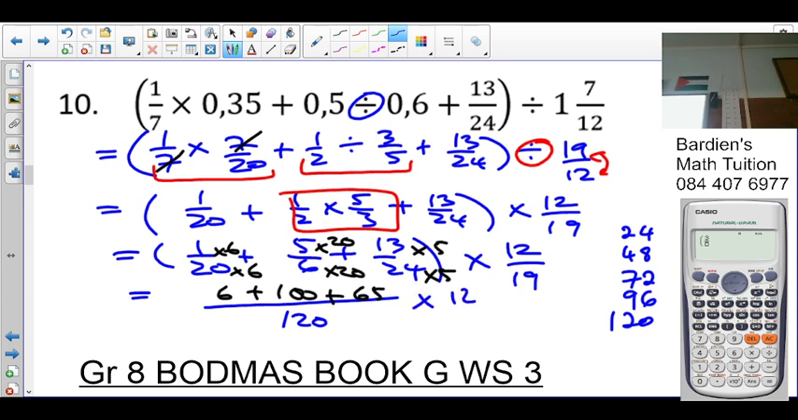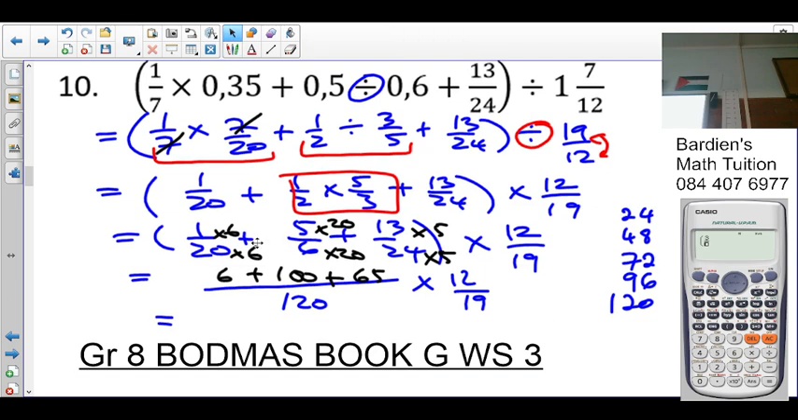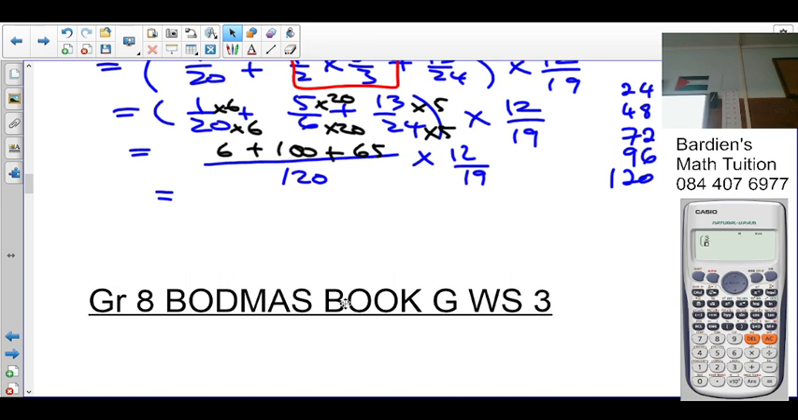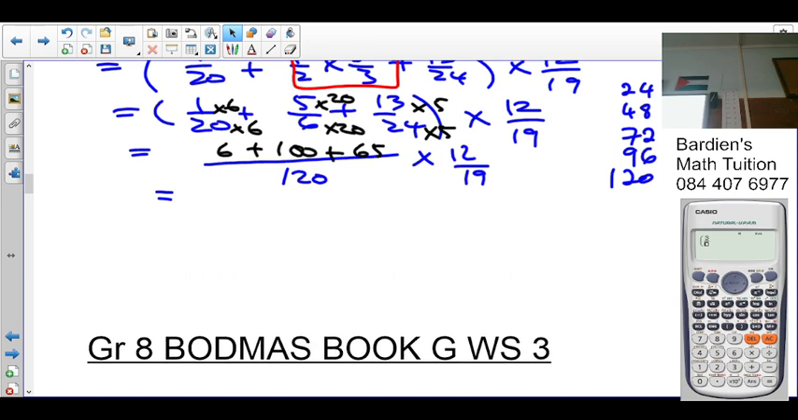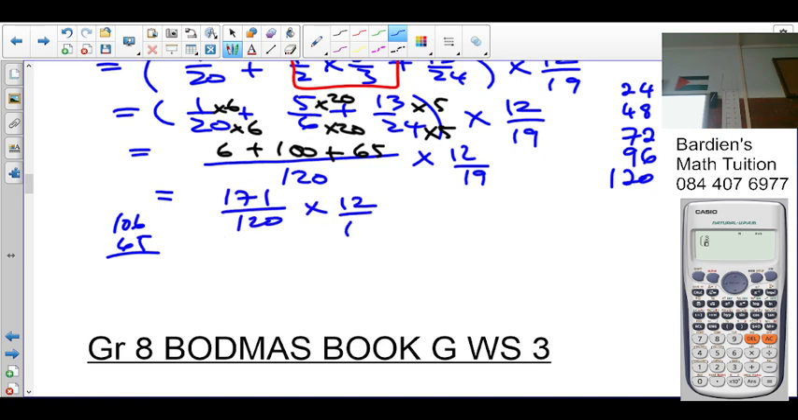Multiplied by 12 over 90. Okay. So that's it. Okay, settle down. So it's 106 plus 65 is 171 over 120 multiplied by 12 over 90.